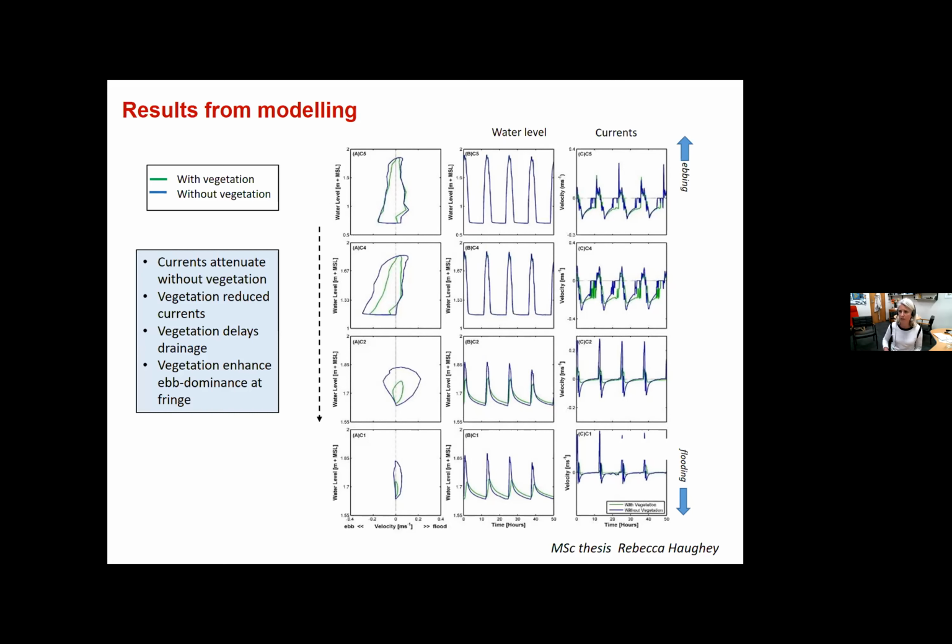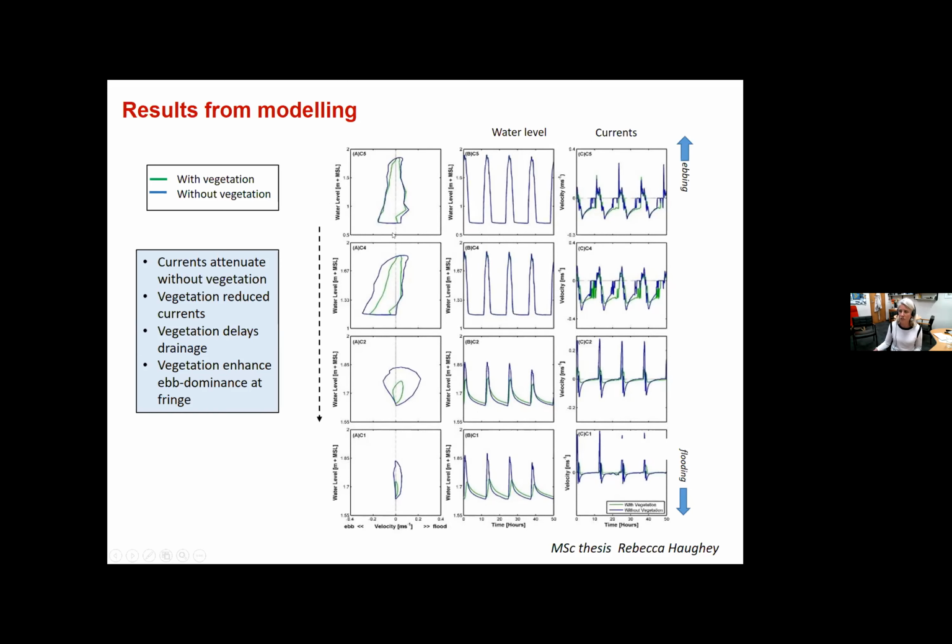And people who look at mangrove sites kind of think that the mangroves and the vegetation are doing all the work, but it's actually the friction as well that's doing a lot of the work. Vegetation also causes drainage, a delay in how quickly the water drains off the intertidal, and the vegetation strongly enhances the ebb dominance at the fringe and the flood dominance inside the mangroves.